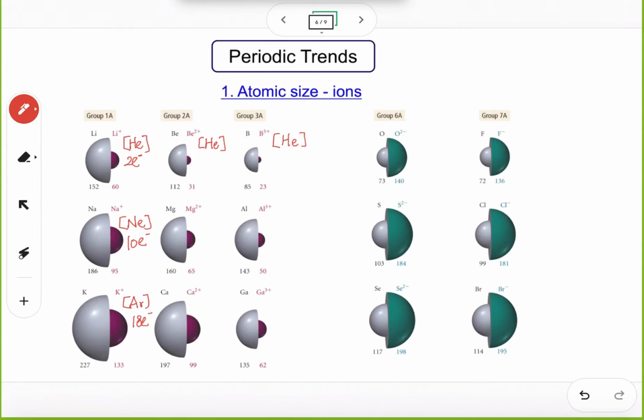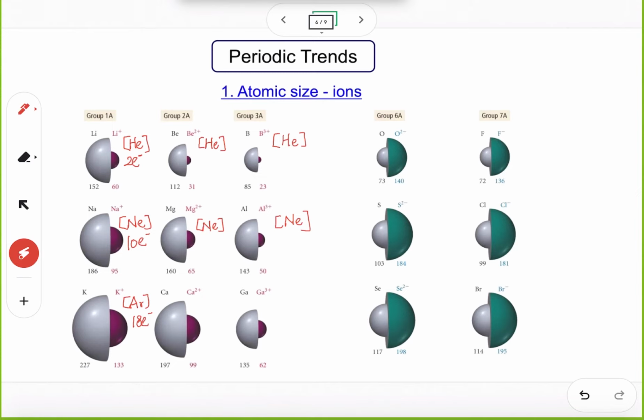For magnesium 2+, it's neon. Aluminum 3+, it's neon. Okay, so as you can see, in the same period, those cations have the same electronic configuration. What does that mean? It means that we cannot compare the size of those ions by comparing the number of electrons, because lithium+ has 2 electrons, beryllium 2+ has 2 electrons, boron 3+ still has 2 electrons. Okay, so they have the same number of electrons.